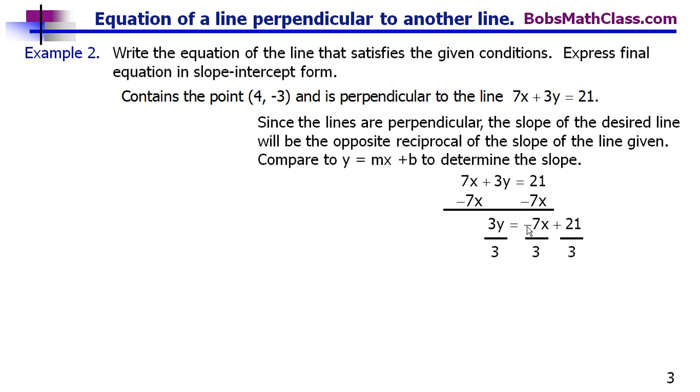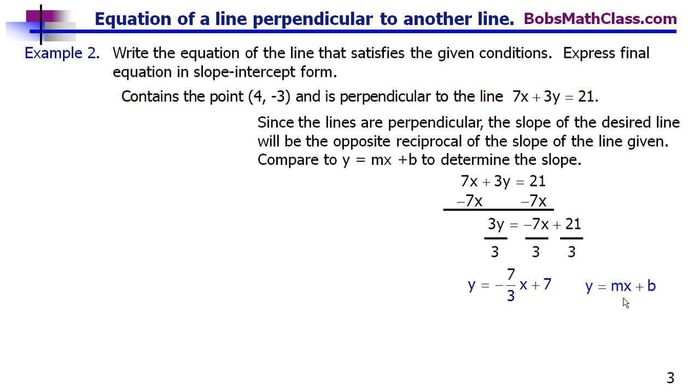And this negative we usually write in the middle of the fraction. These 3's cancel. 21 divided by 3 is 7. So y is equal to -7/3 x + 7. Now we could observe what the slope is. The slope is -7/3. It's the number in front of the x. It's the coefficient of the x term.